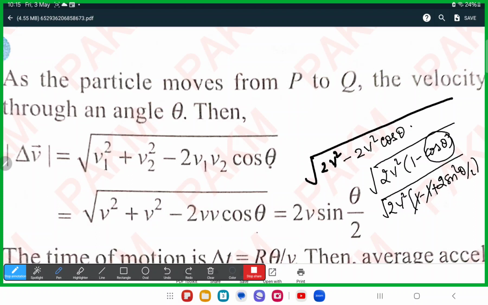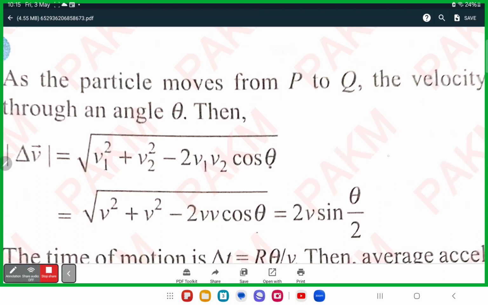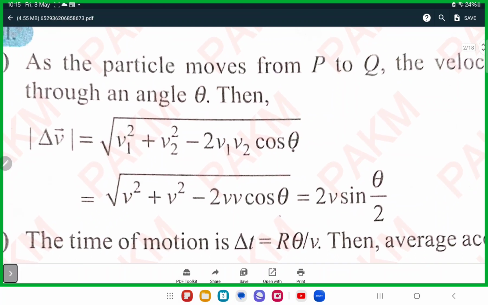Minus and minus get cancelled. 2 2s are 4. So ultimately it will become 4v square sine square theta by 2. So once we take it from under root, it will be 2v sine theta by 2. So here we need some trigonometric expertise as well, in how we calculate this resultant. I thought this is clear to you.